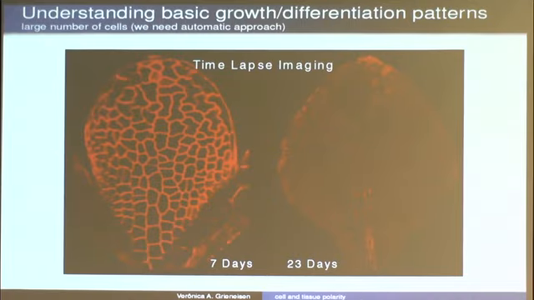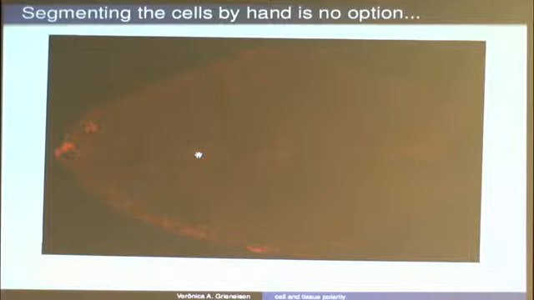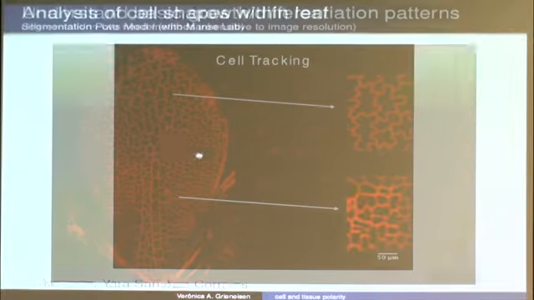And what we realize is that we can't do that by hand. We can't segment and do all of these things by hand, so we really need to look at automatic approaches, and automatic approaches for the shape analysis.